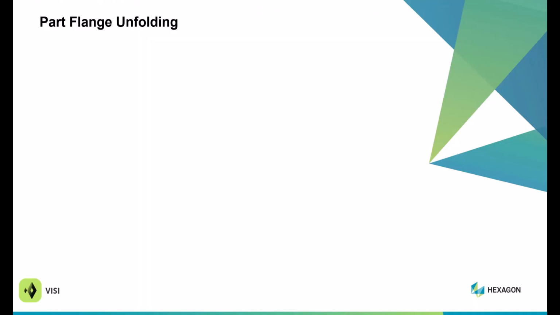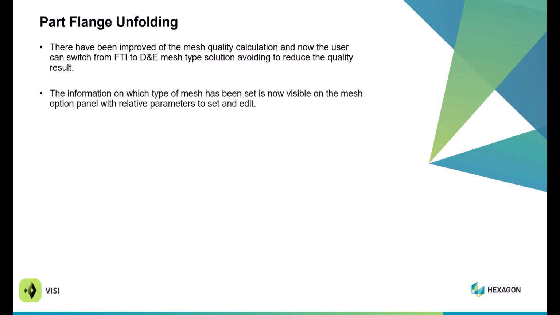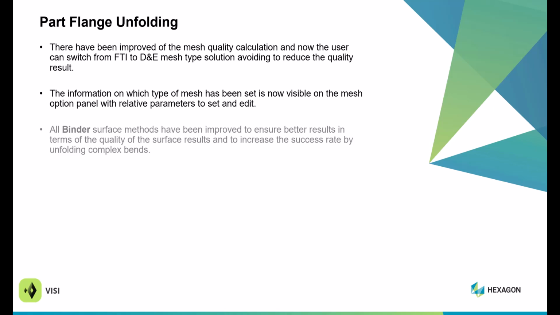We're going to talk about what's new with the part unfolding. So there has been improved mesh quality calculation when it comes to the FTI and D&E mesh type of solutions. This is to help improve the quality of results. The option is available within the mesh options pull down, so you can quickly change between these two mesh types, FTI and D&E. The binder surface has been improved, so it allows you to achieve better results, and it also improves the surface quality, increasing the success rate when it comes to unfolding complex bends.